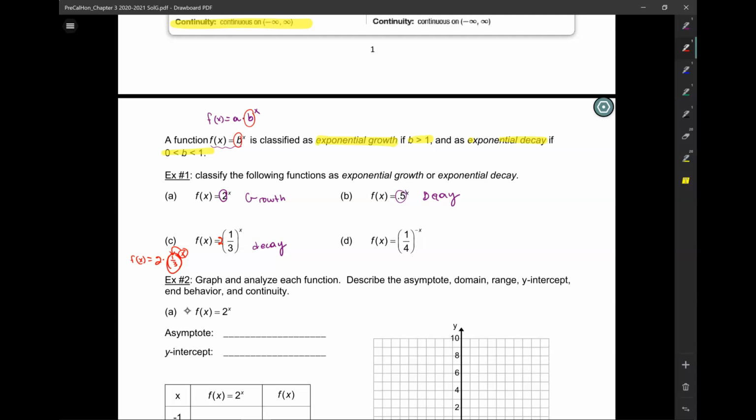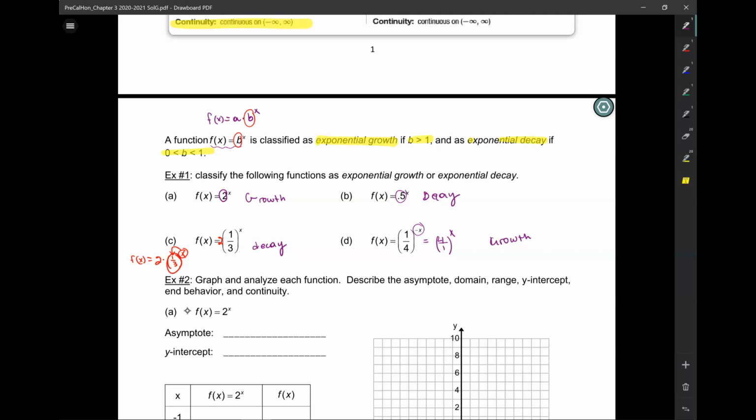We're good to go. Okay, this one, I have a 1/4 to the negative x. So your first instinct might be to say that it's decay, but that negative x, remember, makes the 1/4 into its reciprocal. So that changes to 4/1 to the power of x. And then you see that it's clearly growth and not decay.